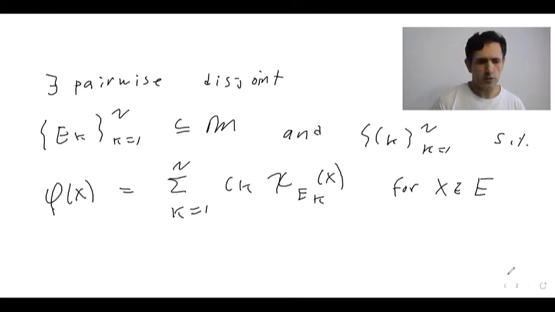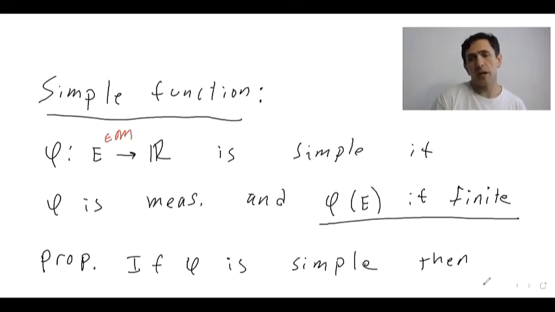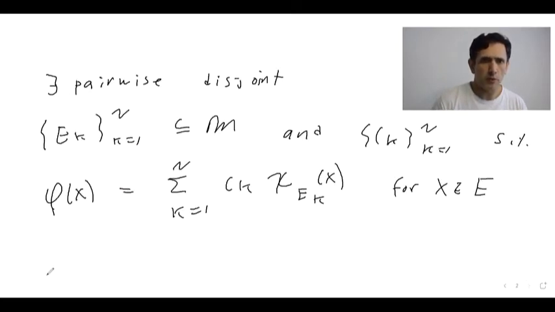Yeah, and the converse is true, though we don't really need it. Any linear combination of characteristic functions is itself a simple function on the union of the underlying sets for your characteristic functions, because any such function is measurable, and obviously the image is finite. All right, so what's the proof? The proof is pretty obvious.